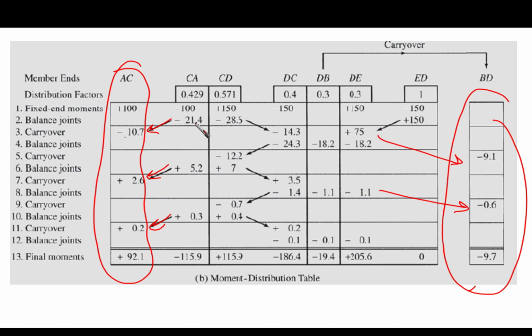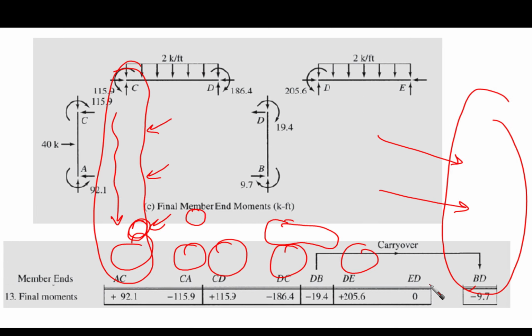Then we are going to continue with the same balancing and carryovers until we reach the end, where a small or negligible amount of moment is remaining. Then we are going to stop. We are going to stop at the balancing case here, and then we are going to sum up all the moments at each point, as you can see here, and then we can draw the end moment at the end. Let's go to the next slide.